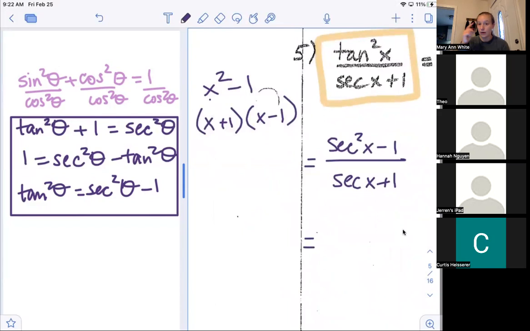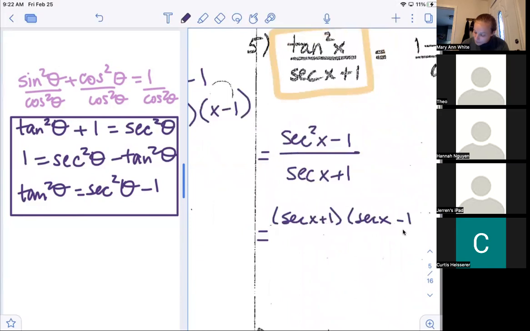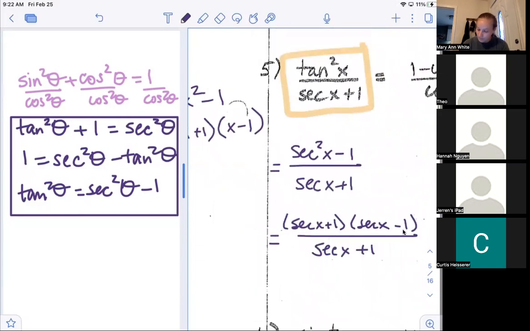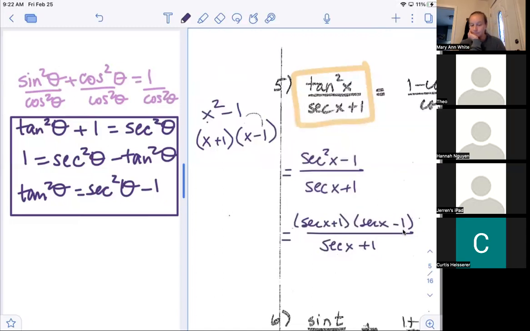So I can factor this down. I can go the opposite way that I just did last step, and I can make secant squared x minus 1 into secant x plus 1 and secant x minus 1, all over secant x plus 1. Anybody questions on that, the factoring down? Okay, we see that's helpful though, right?